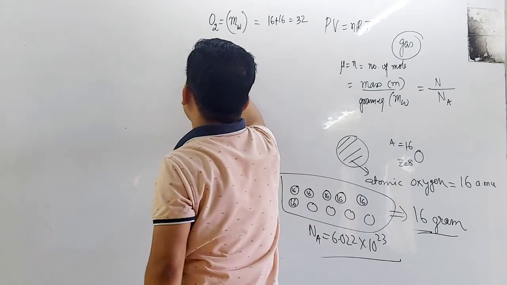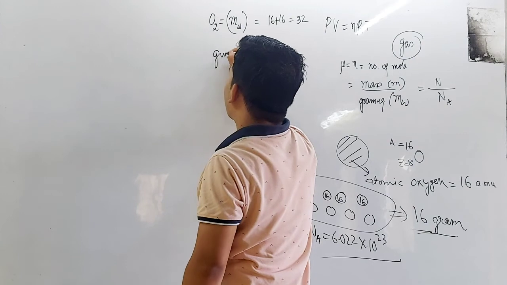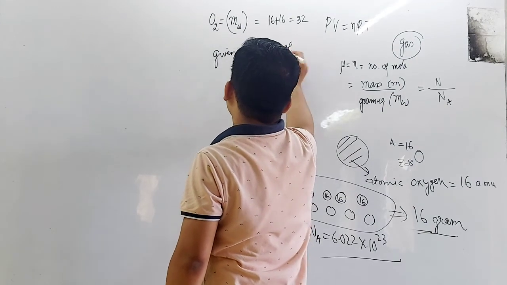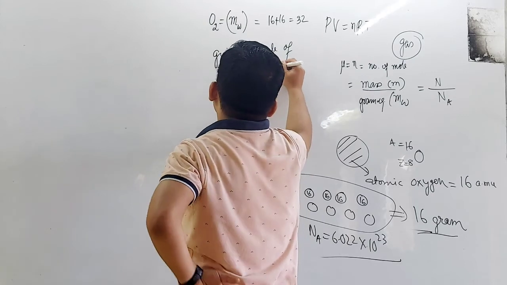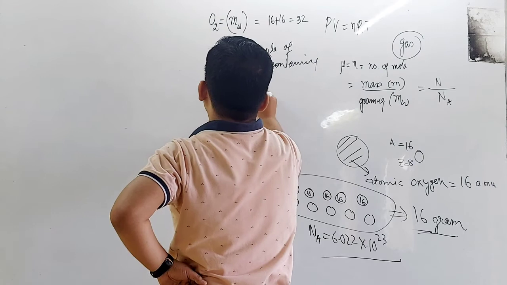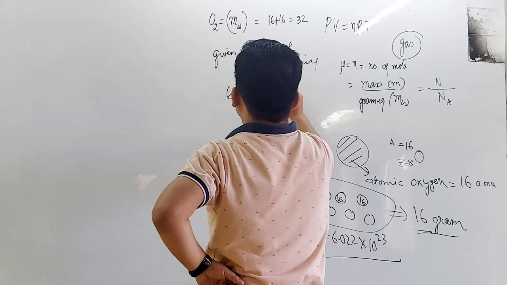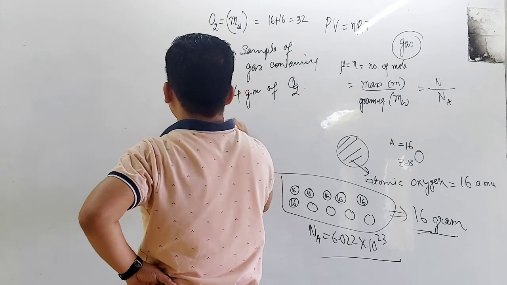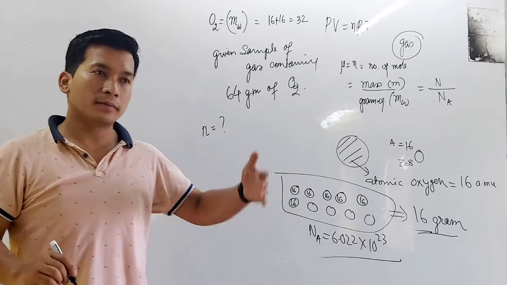The question will be like this. We are given a sample of gas containing 64 gram of oxygen molecule. Then find out the number of moles. Very simple.